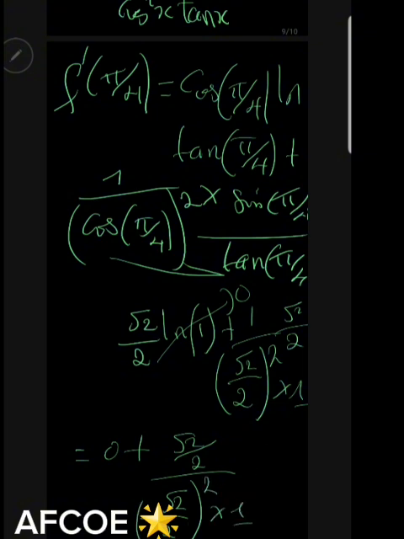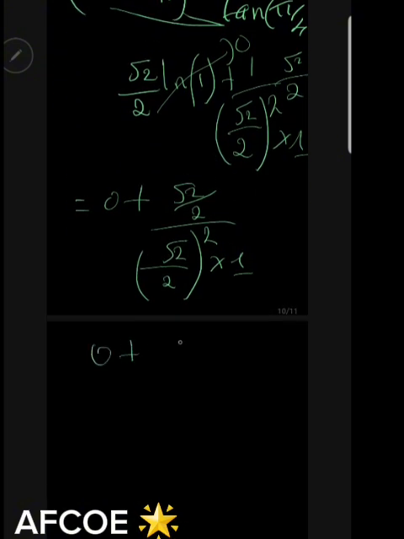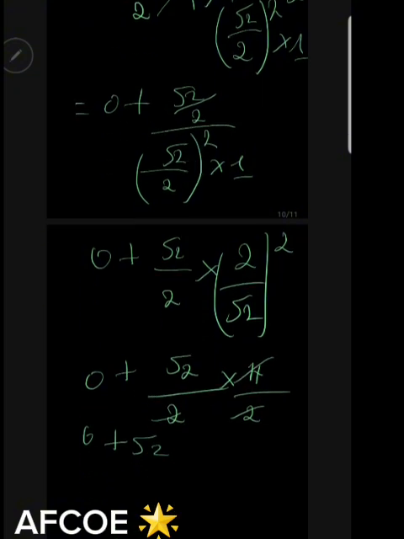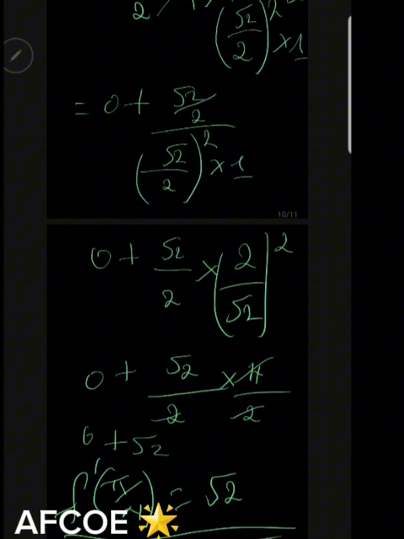multiplying by 1. So we just get 0 plus root 2 on 2 on root 2 on 2, multiplying by 2 on root 2 on 2, all that squared. So we just get 0 plus root 2 on 2 on 2, multiplying by 4 on 2. Right? And we get 0 plus, this 2 and 2 cancel with this 4, so 0 plus root 2, and we get our f prime of pi on 4 to be equal to root 2. And that is your final result.